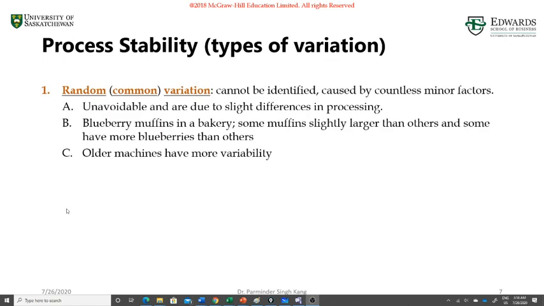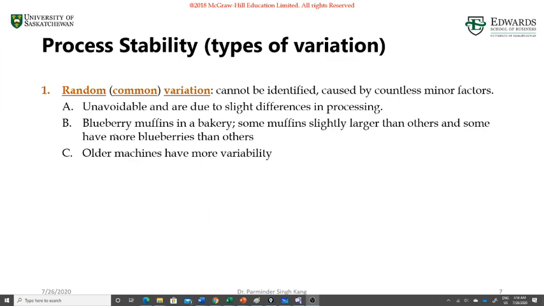The random variation, also known as common variation, is the natural variation in your process which cannot be eliminated without process re-engineering or by redesigning the process. In day-to-day activities, you will observe lots of random variation in different processes.